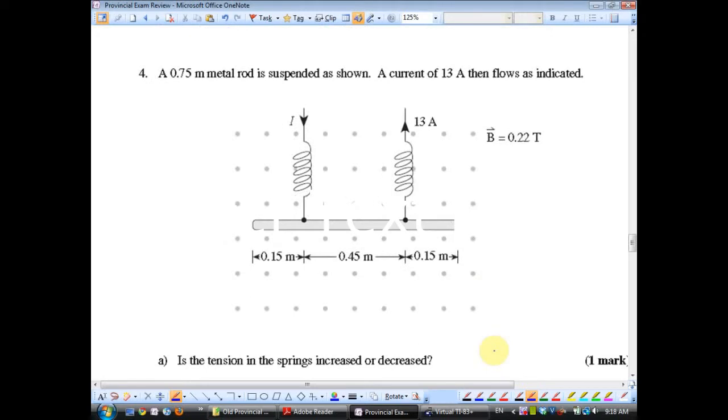Magnetic forces. I don't have a circuit here, sorry. A 0.75 meter metal rod is suspended as shown. A current of 13 amps then flows as indicated. Is the tension in the springs increased or decreased? So, it looks like, if I'm reading this properly, we are running a current this way, this way, this way. Which way is the current traveling in this bar? To the right.